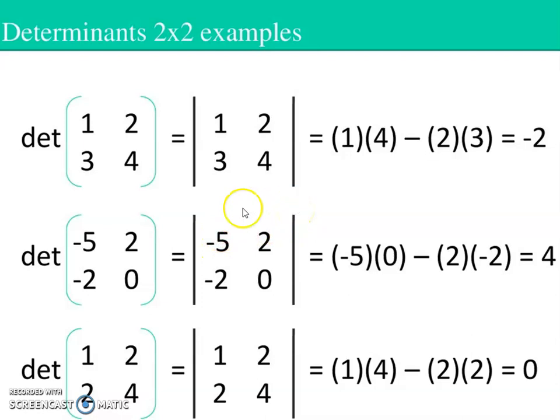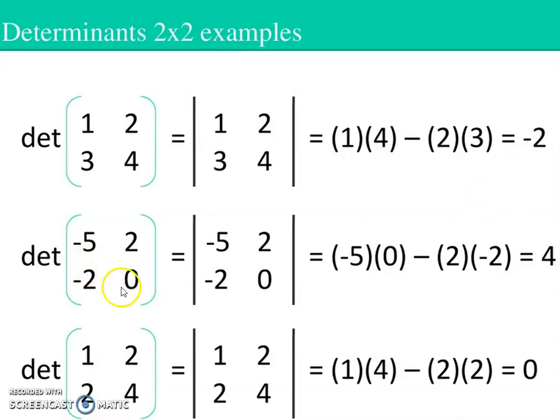Let us try more examples for the determinant value. Determinant of 2 by 2 examples: 1, 2, 3, 4. In a bar bracket, obviously we have to note. We know that 4 into 1 and 3 into 2. So obviously 1 into 4 is 4, and 2 into 3 is 6. But the bigger is minus 6. Minus 6 plus 4 is obviously minus 2, the final answer.